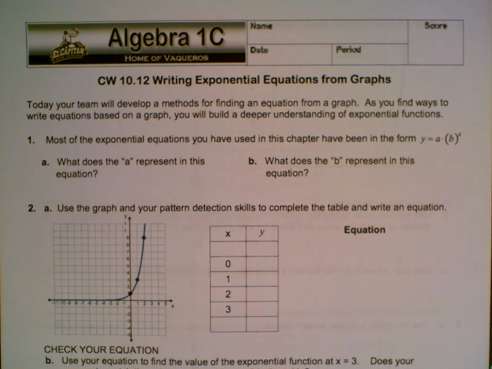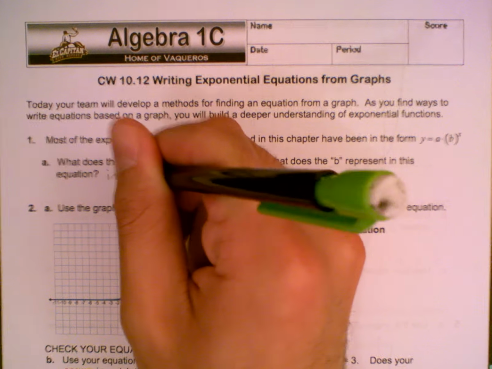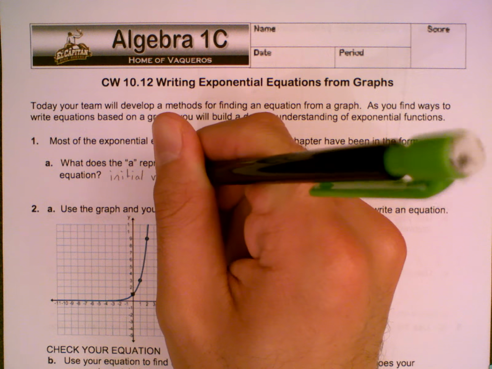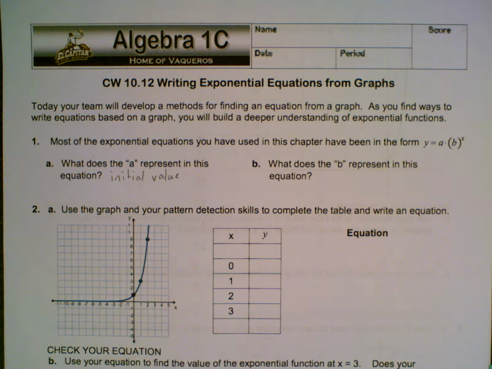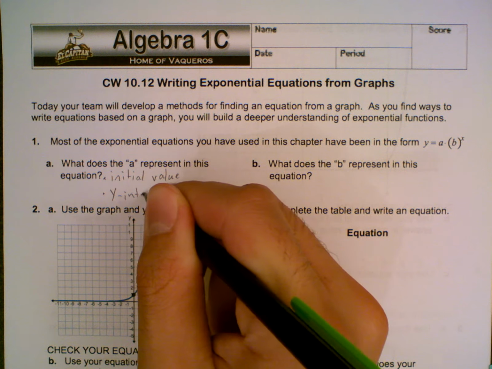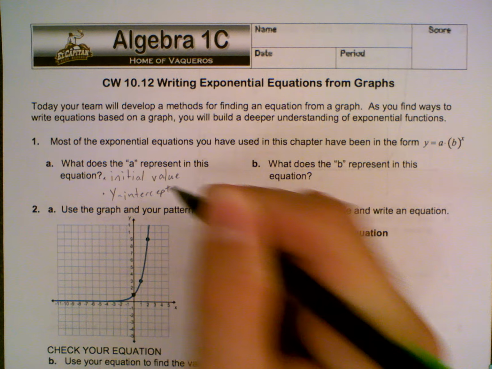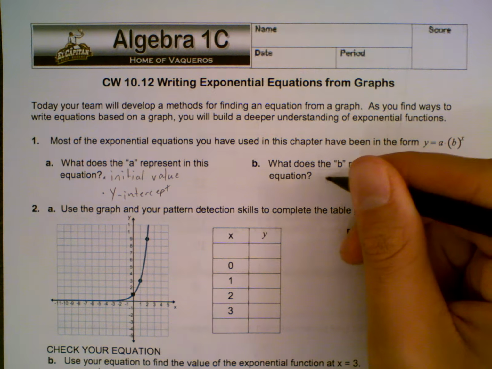All right, most of the exponential equations you have used in this chapter have been in the form y equals a times b to the x. What does the a represent in the equation? If you remember, the a represents the initial value, but we found out yesterday it represents something additional to that, and that would be the y-intercept. And then b, what does the b represent in the equation? The b is going to represent our growth ratio.